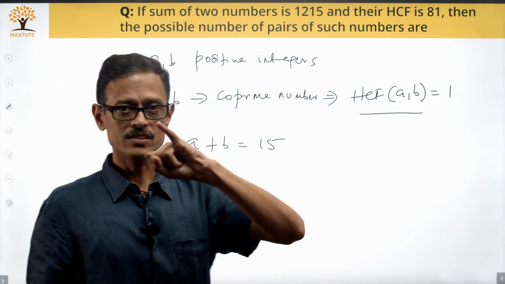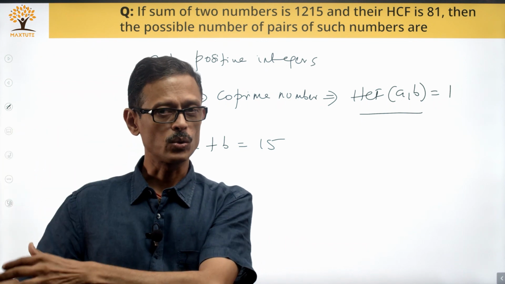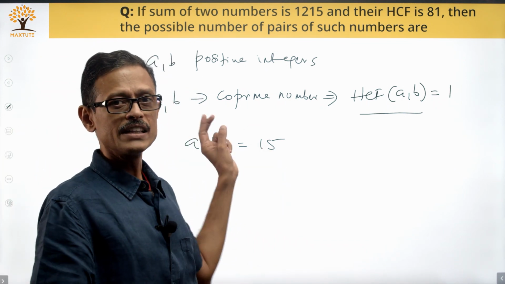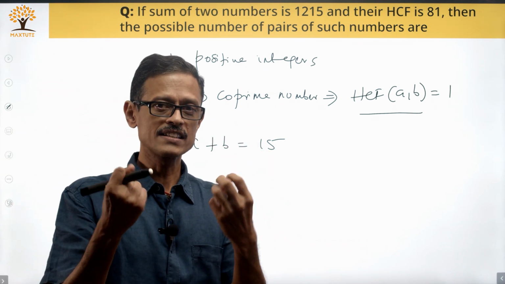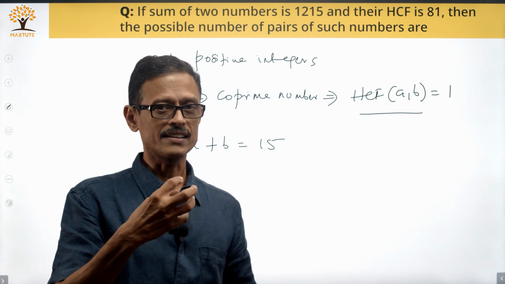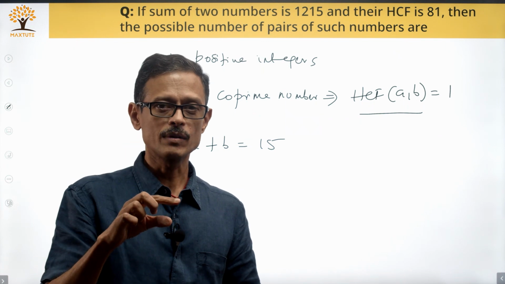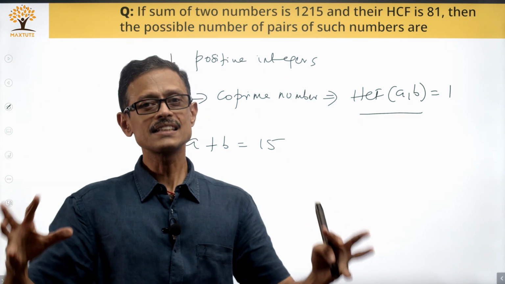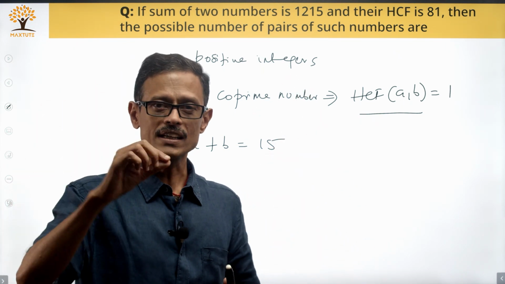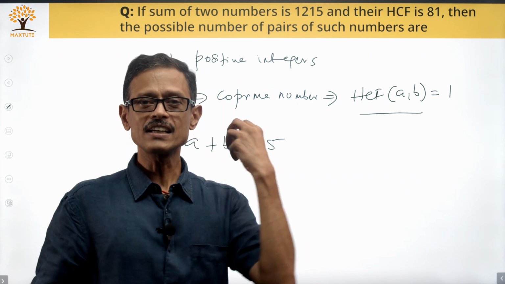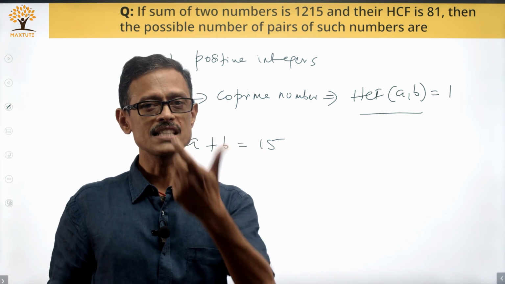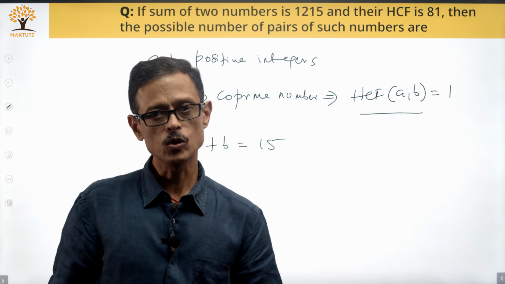They will be positive integers to start with, otherwise the sum cannot be 1215. Next, what is the definition of HCF? HCF means highest common factor, which means it would have picked everything common between x and y. 81 is the highest common factor. There is nothing common other than 81 between x and y. So whatever is left, which is this a and b, cannot have anything in common, which means that the HCF of those two numbers is 1, or those numbers are co-prime.